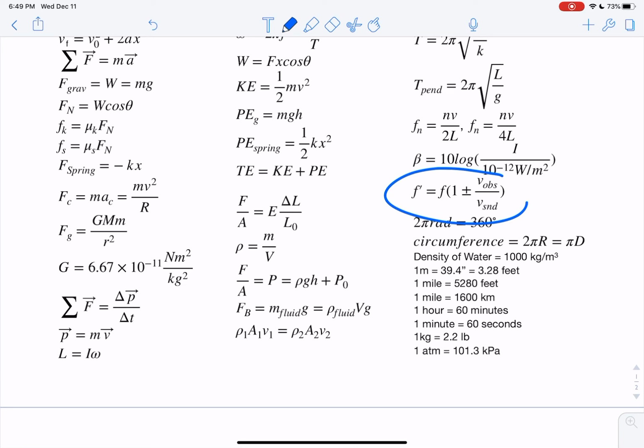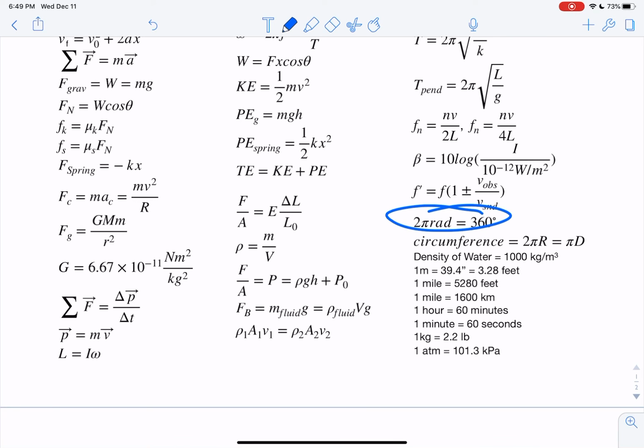Now we have our Doppler shift. The frequency we would perceive is equal to the initial frequency times 1, either plus or minus the velocity of the observer divided by the speed of sound. Generally, if it's coming towards you, you're going to have a plus here, and your frequency will be increased, and you'll hear a higher pitch.